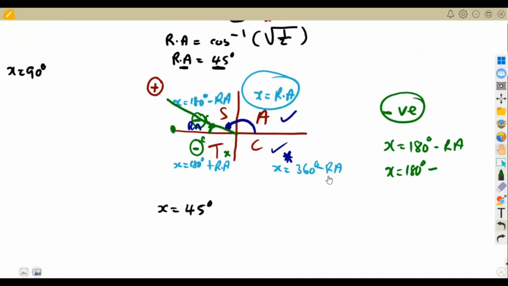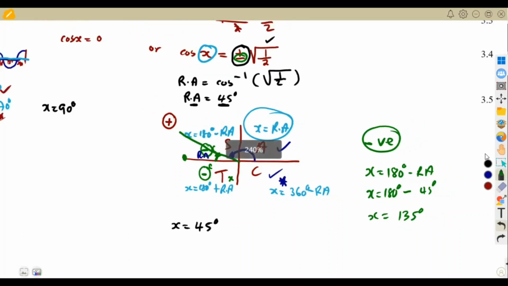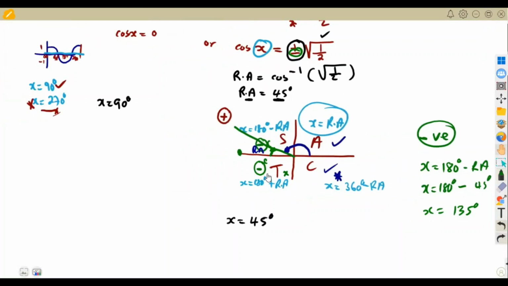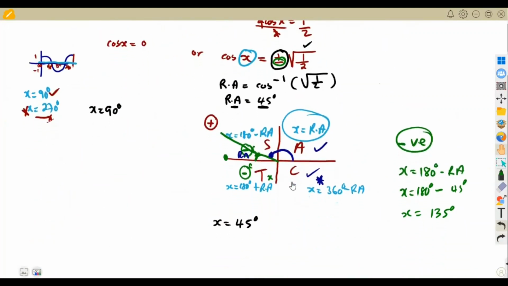And our reference angle is given as 45 degrees. So this is the reference angle that you're going to subtract, and x there is going to give us 135 degrees, which is less than 180. So these are the values of x that would satisfy the interval that we are given. There were so many values that we could have indicated, but because of the interval from 0 to 180, it limits us to these values. So therefore, our x is equal to 45 degrees, or 90 degrees, or 135 degrees.